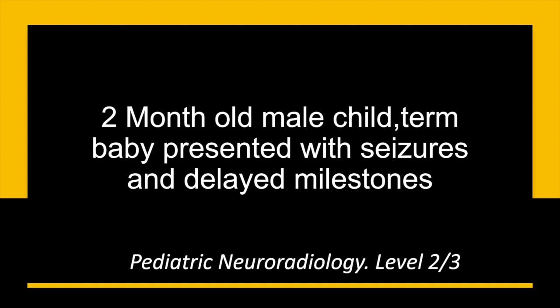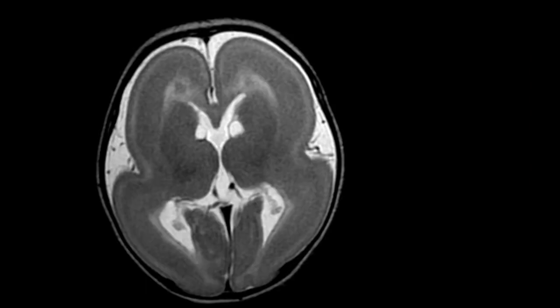The patient we are discussing today is a 2 month old male child, a term baby, who presented with seizures and delayed milestones. This history is also very typical, and is replicated in most cases like this. So this is a T2 weighted MRI. What is your impression about this?